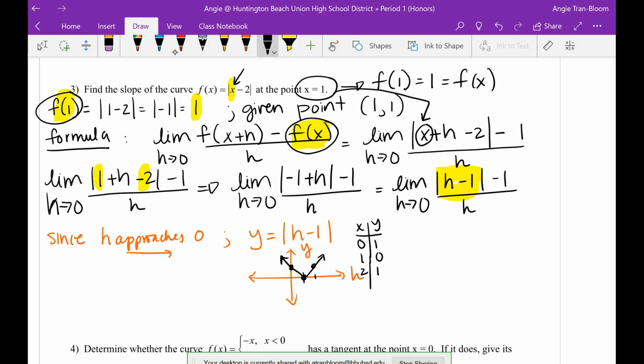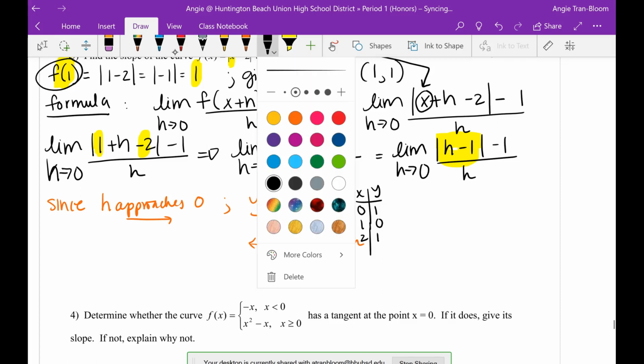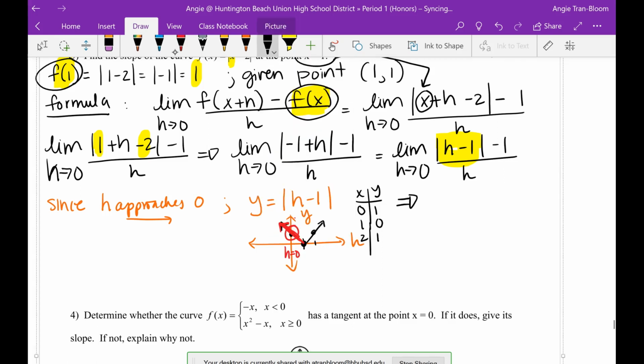So when h is approaching 0, this is the part. When h is approaching 0, this is the piece that I want. Can you see this right here? This is the piece that I want because this is where h is 0. So there's the limit. The limit is that negative slope right there. So when I'm using this, this brings me back to my equation right here: limit as h approaches 0.